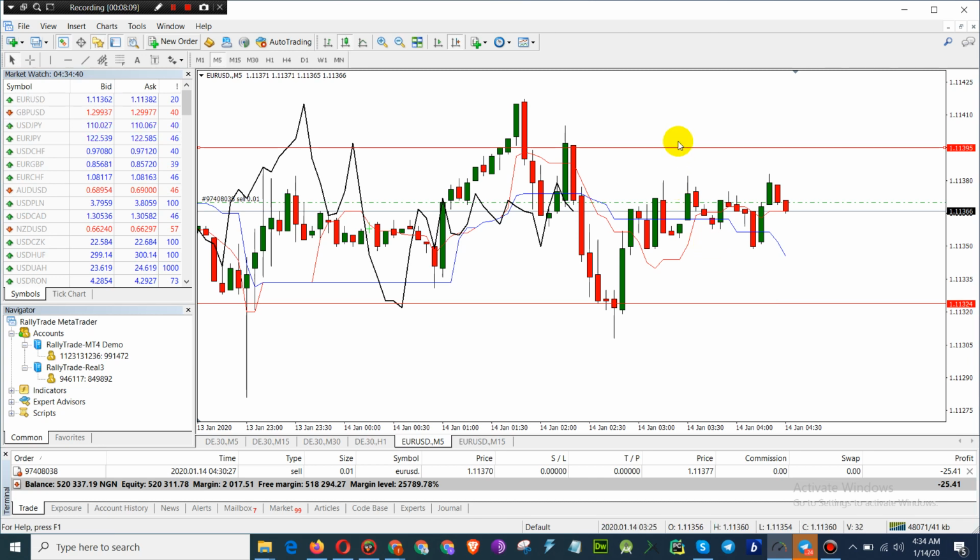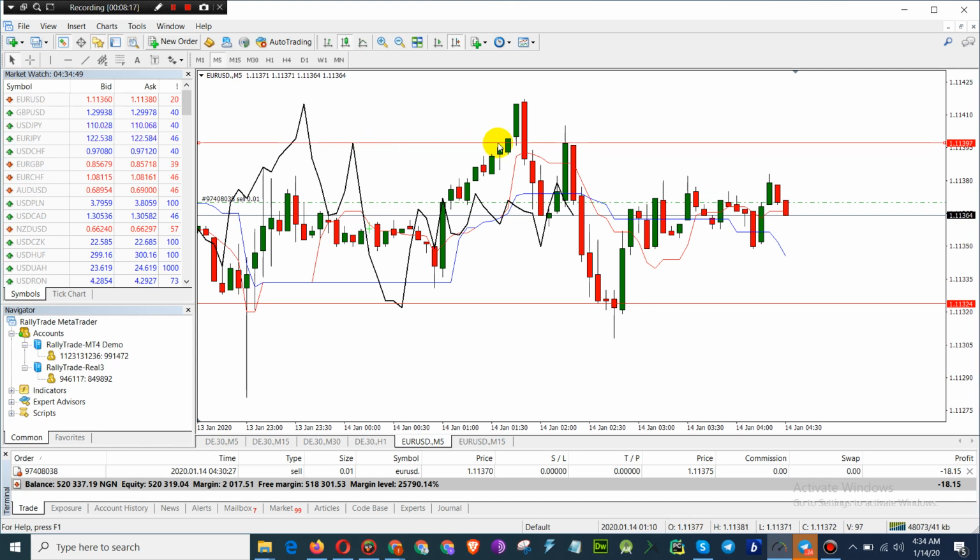For example, this stop loss is wrong here because there is a support here. This is a support, sorry, this is a resistance. So if I'm to set my stop loss, are you getting me? My stop loss should be after a resistance or support, as the case may be. And also your take profit should be before support. Are you getting it? Or resistance.